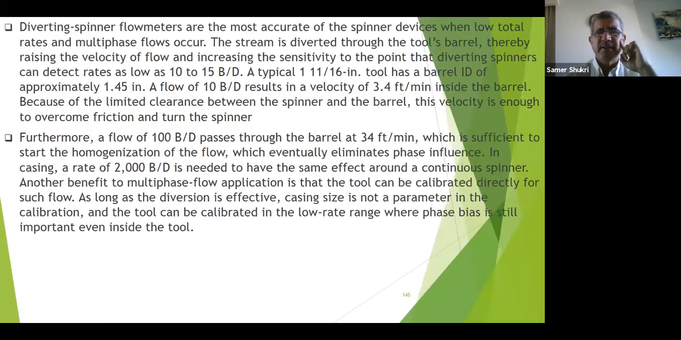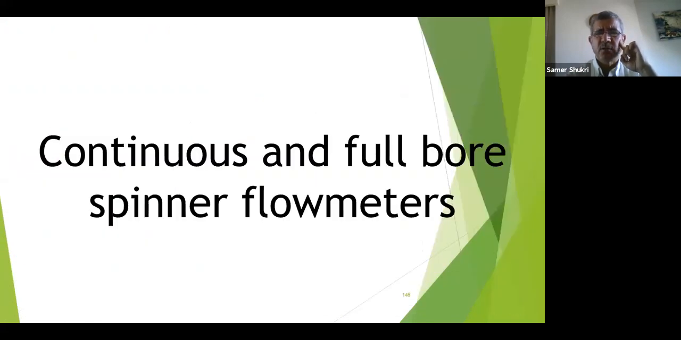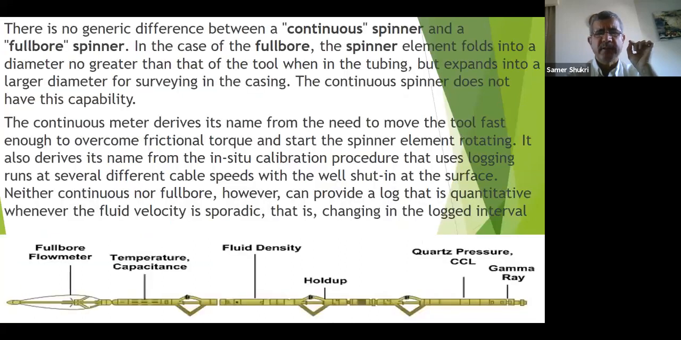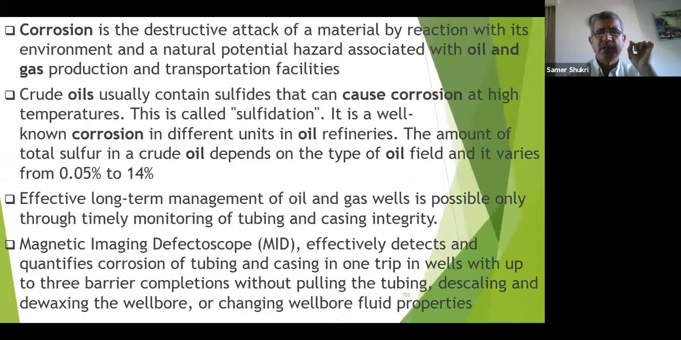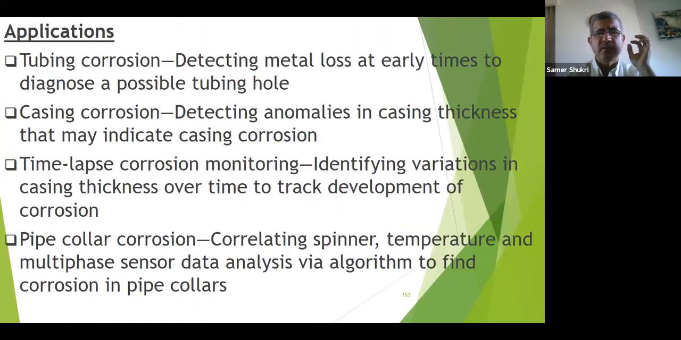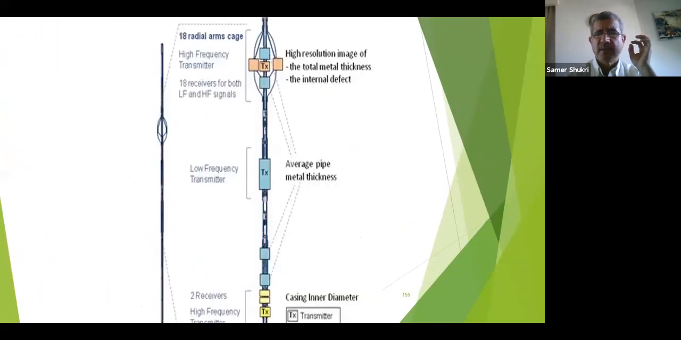Diverting spinner flow meter, so different types. Continuous and full bore spinner flow meters. Corrosion log, also very important to see if there is any corrosion. Applications, you see.